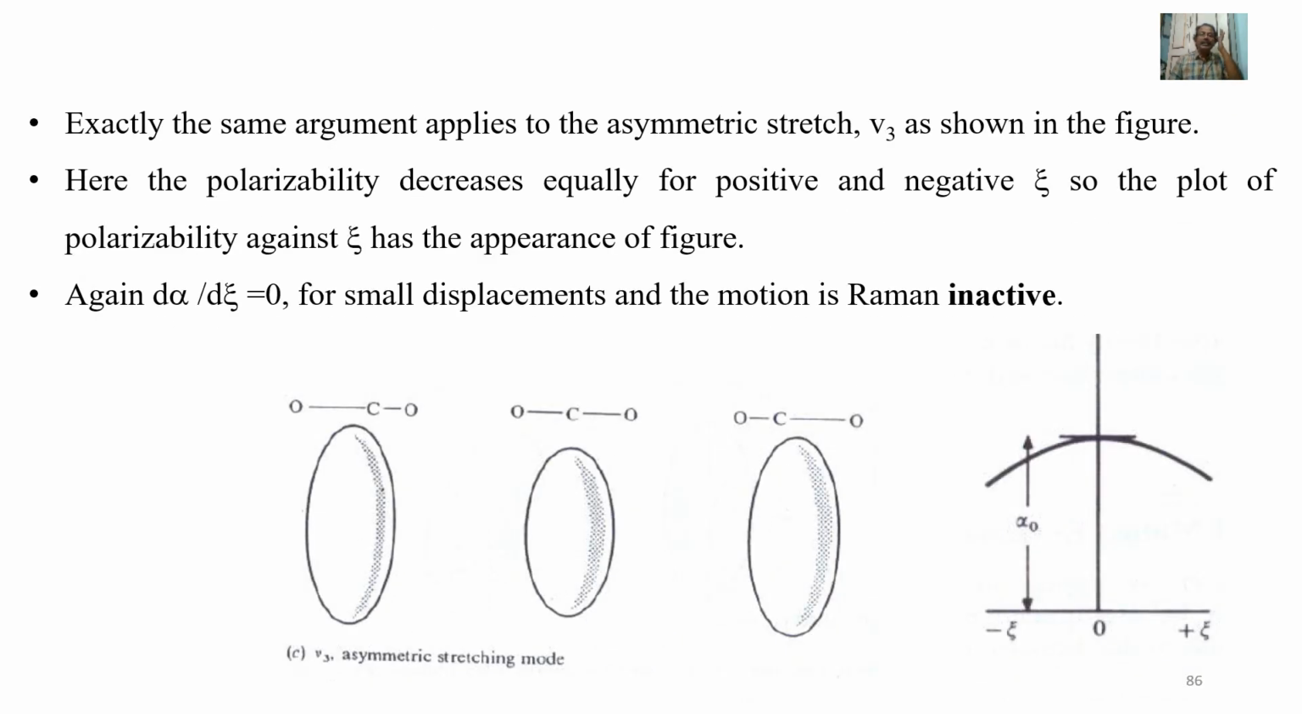In the case of the asymmetric stretch nu3, which is shown here, the polarizability decreases equally for positive and negative psi. So the plot of polarizability against psi has the appearance of the figure. Again, d alpha by d psi is equal to 0 for small displacements and the motion is Raman inactive. See again, d alpha by d psi here is equal to 0. So it is Raman inactive.